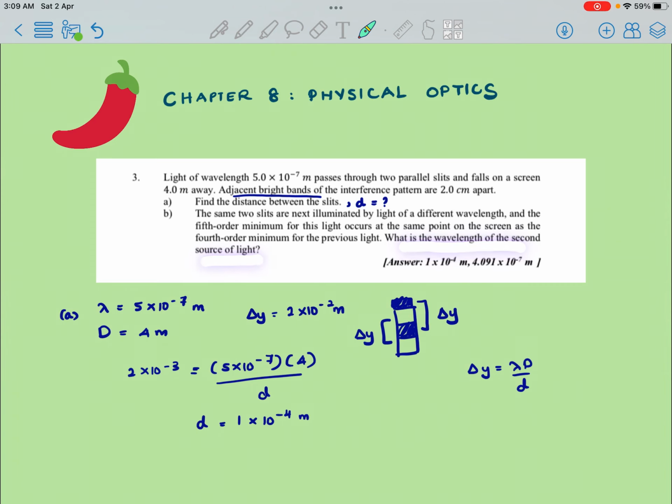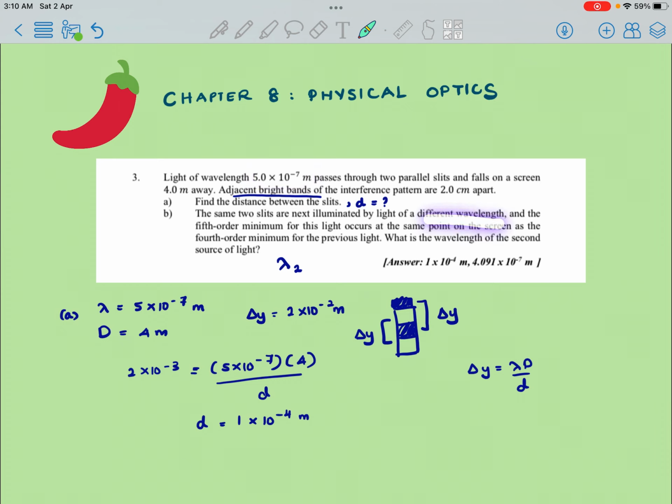Okay, so apa soalan ni nak? Soalan ni dia nak wavelength kan, wavelength yang kedua lah. Okay, so let's read again the question. So we have the same two slits, so slit yang tadi tu lah, are next illuminated by a light of a different wavelength. Okay, so tadi dia guna wavelength 5×10⁻⁷ meter. Okay, so sekarang dia tukar cahaya, so different wavelength pula lah. So tak guna wavelength ni lagi. Okay, another different wavelength, which is you don't know the value lah.